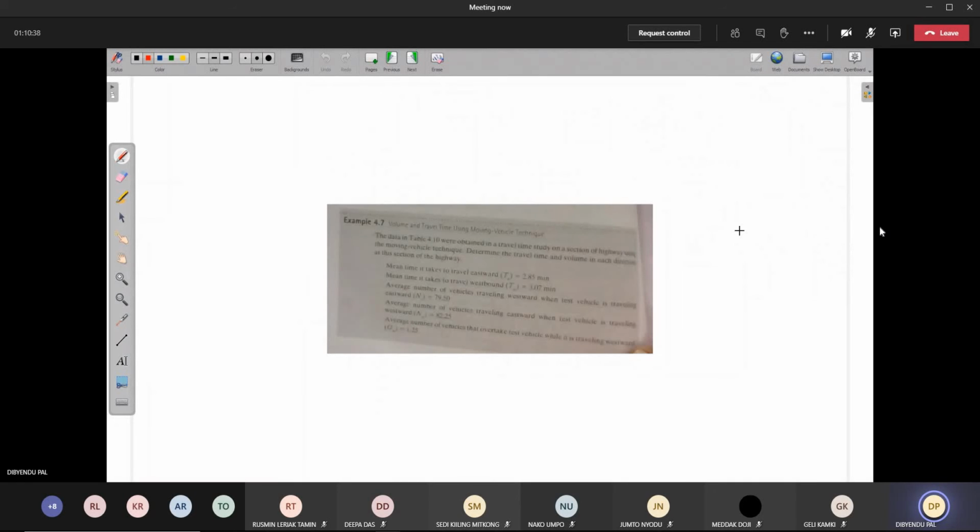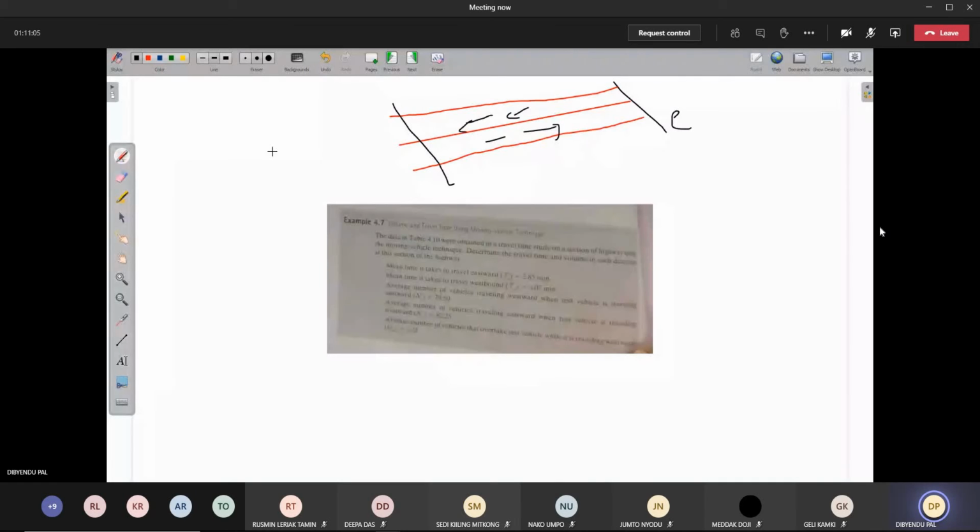Mean time it takes to travel eastward. Okay, so some travel time study was carried out, and there are two directions. It was a two-directional road. Some vehicles are moving in the east direction, and then again vehicles were moving in the other direction also. So this is towards east and this is towards west.